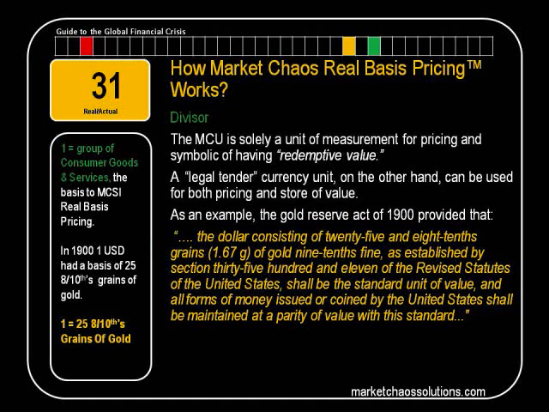1 unit, as determined by Market Chaos, is a group of consumer goods and services, the basis of MCSI real basis pricing. In 1900, 1 US dollar had a basis of 25 8/10 grains of gold, 1 unit, 25 and 8/10 grains of gold.